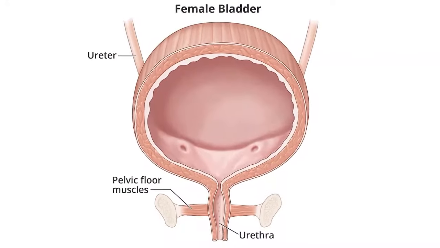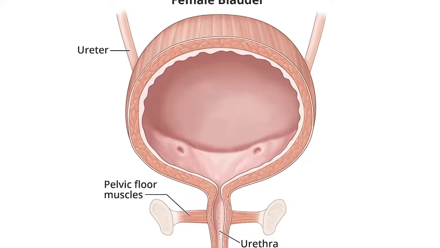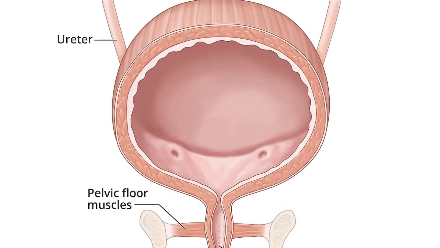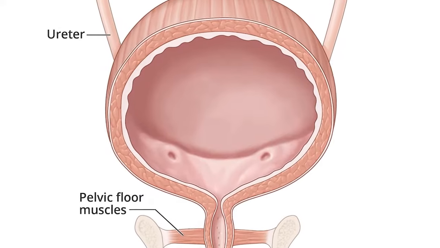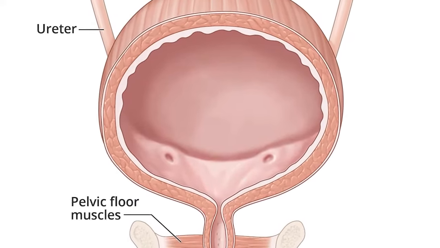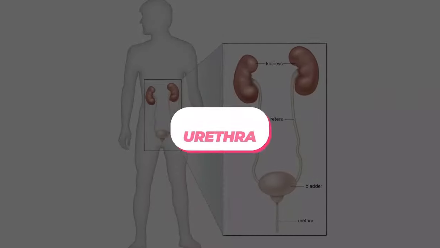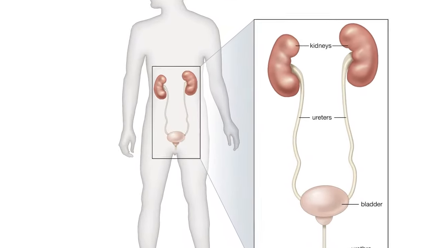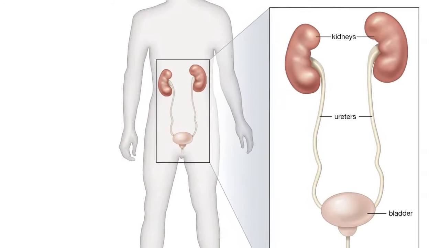The bladder also has a muscle called the urinary sphincter, which controls the release of urine. The bladder can stretch and hold up to 400–600 milliliters of urine before the person feels the urge to urinate. Urethra. The urethra is a tube-like structure that carries urine from the bladder to the outside of the body.